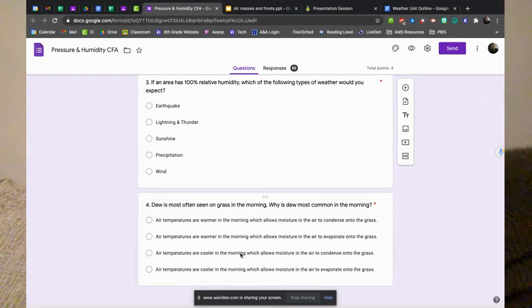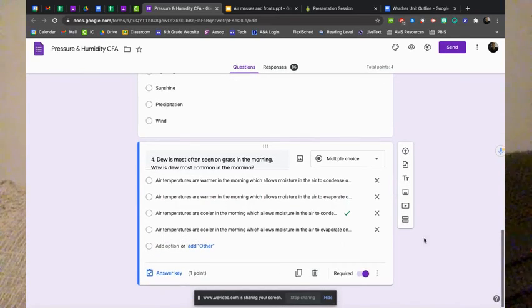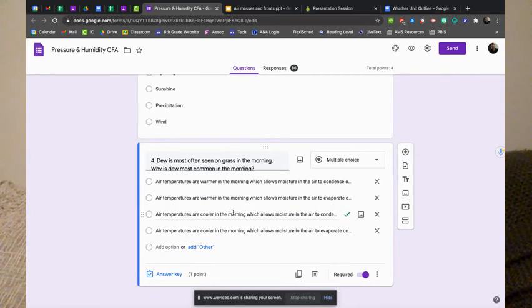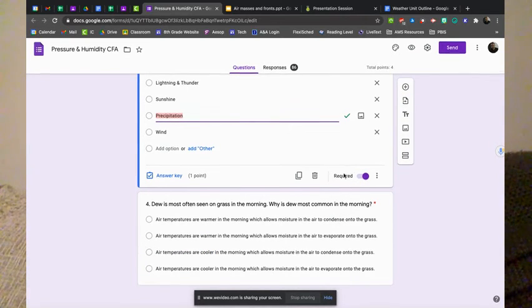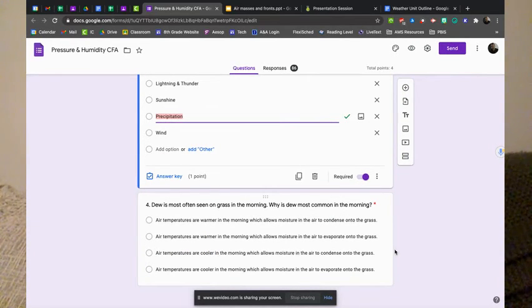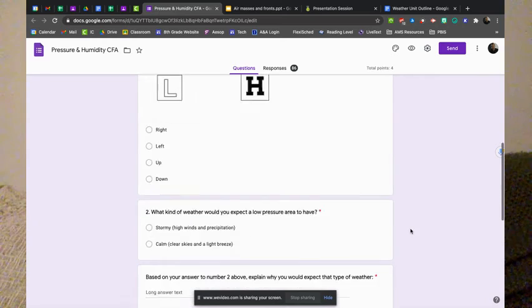So the answer that makes sense to me is this third one here. Air temperatures are cooler in the morning, which allows moisture in the air to condense onto the grass. So that would be your answer for the fourth one.